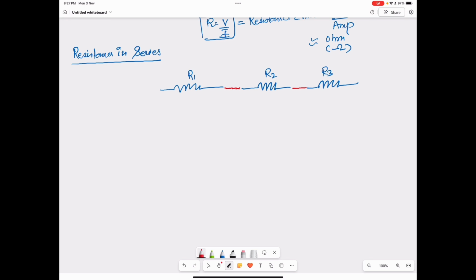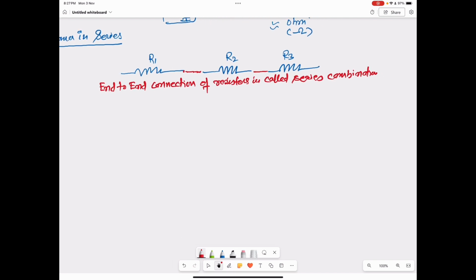So this end to end connection of resistors is called a series combination. This is called series combination.